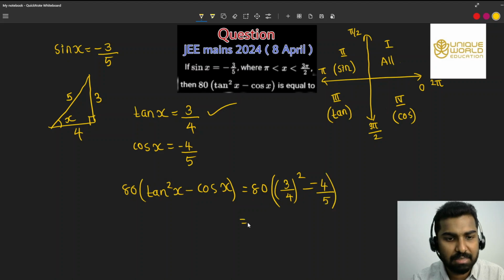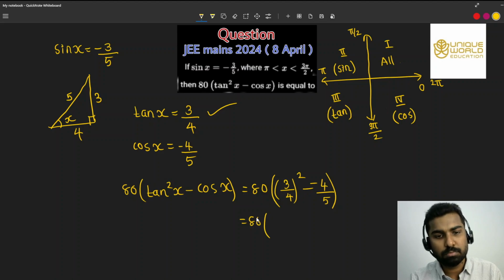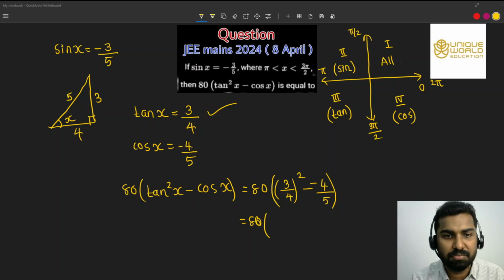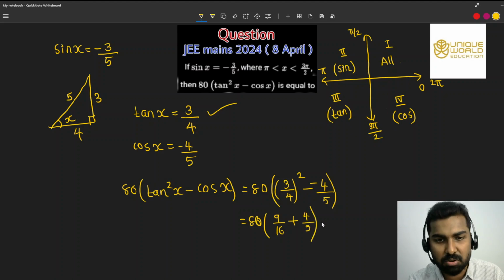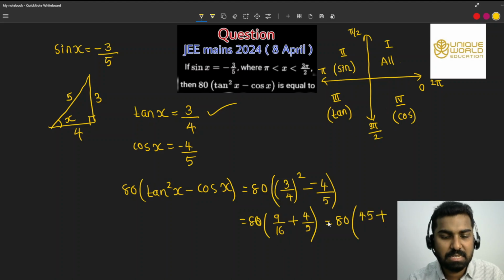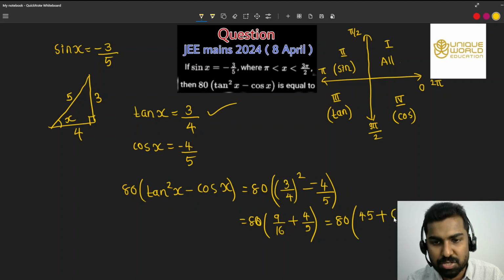So if I am simplifying this, 80 into (3 by 4) the whole square. What am I getting? 3 by 4, 3 square is 9, 4 square is 16. Minus of minus 4 by 5 will become plus 4 by 5. That's all. So this will become 80 into, if I am taking LCM, 9 fives are 45. So 45 plus 16 into 4. 16 into 4 means 16, 32, it will become 64.